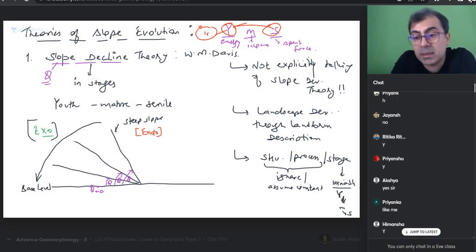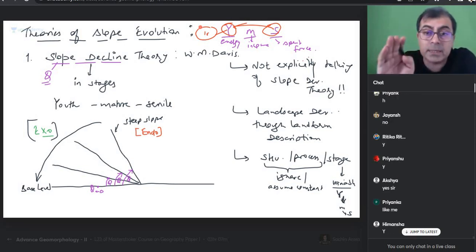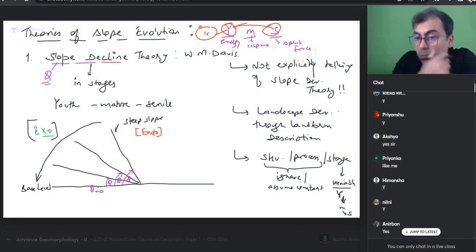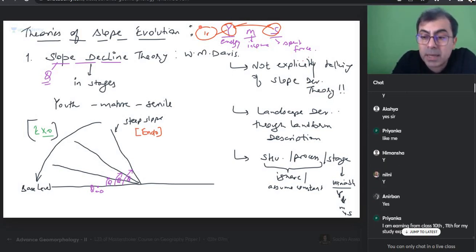Madhukar is saying, is it necessary that the society decides? Madhukar, if the society decides, then that is determinism. If the society does not decide, that is possibilism. If society comes together and says, if you don't do this, I will do lynching, that is determinism. Yes, if you are able to do things even against the tide, that is possibilism. So डेविस तो कह रहे हैं कि लैंडफॉर्म इन्हीं स्टेजेस में जाएगा.